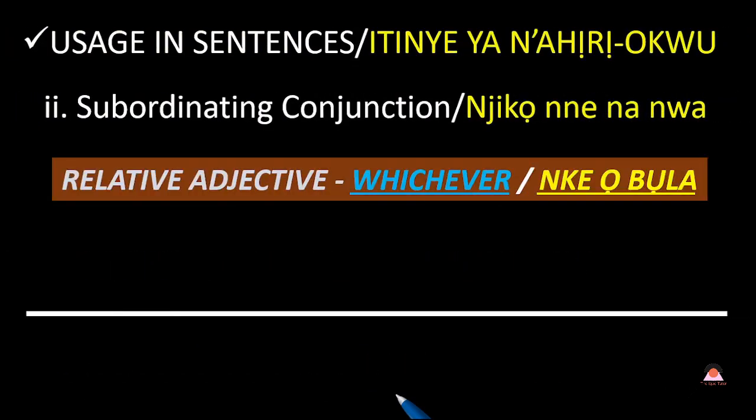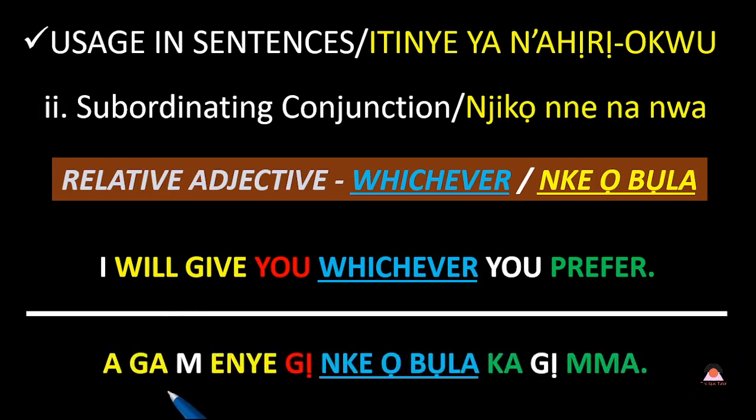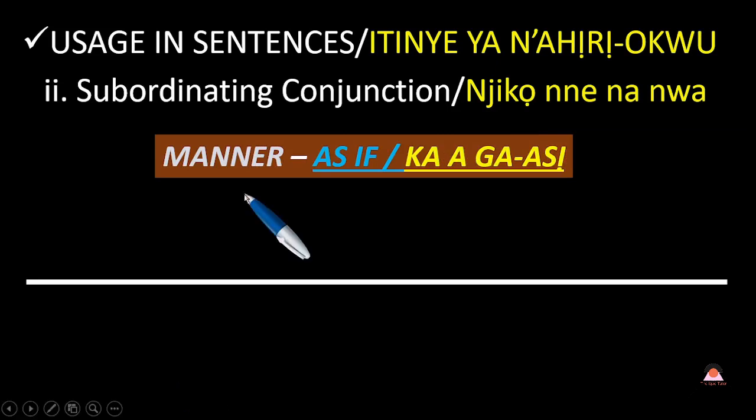We go to another class, which is relative adjective. The conjunction is whichever. And the Igbo version is nke ọbụla. Let's look at sentence usage. I will give you whichever you prefer. What is the Igbo version? Aga m enye gị nke ọbụla ka gị mma, whichever you prefer. Okay.